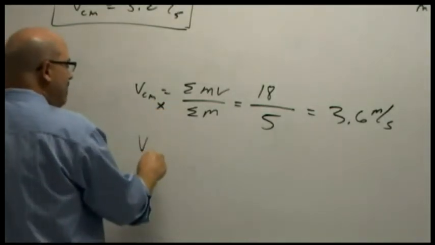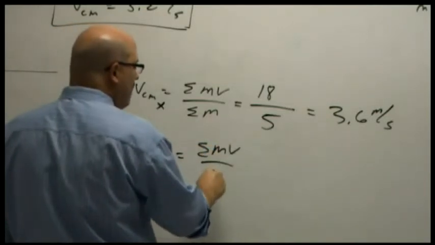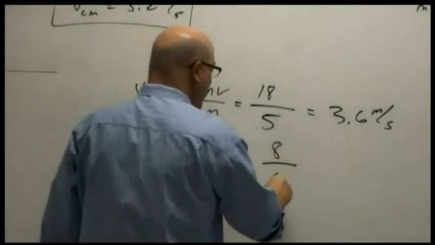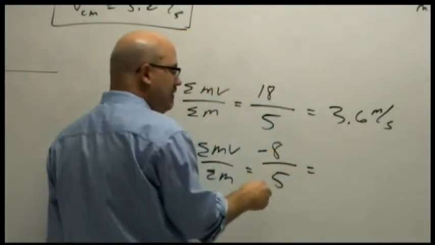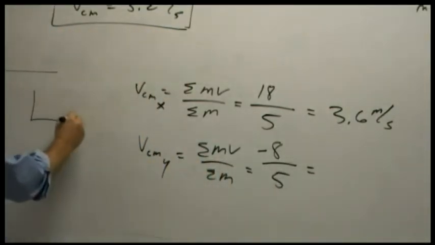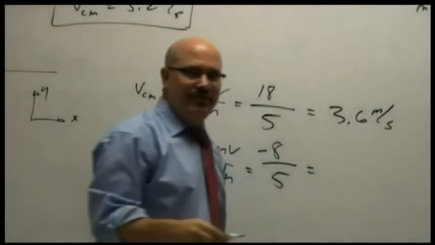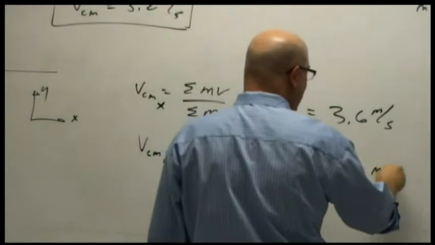What's the velocity of my center of mass in the y direction? The sum of the MVs over the sum of my M's, which is going to be, this is my only MV in this direction in y, so it's going to be 8 over 5. Negative. Negative 8, if we're doing standard x, y coordinate system. So that is 1.6 meters per second, negative.